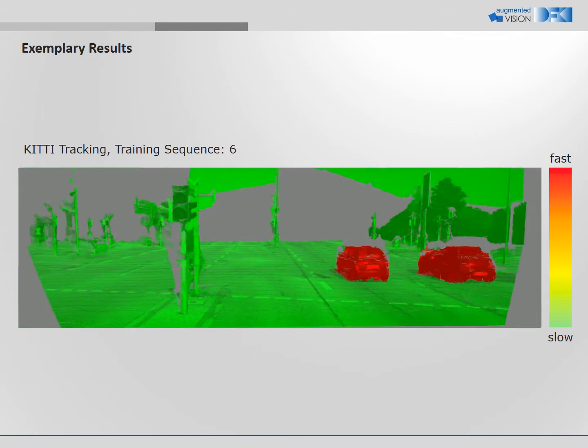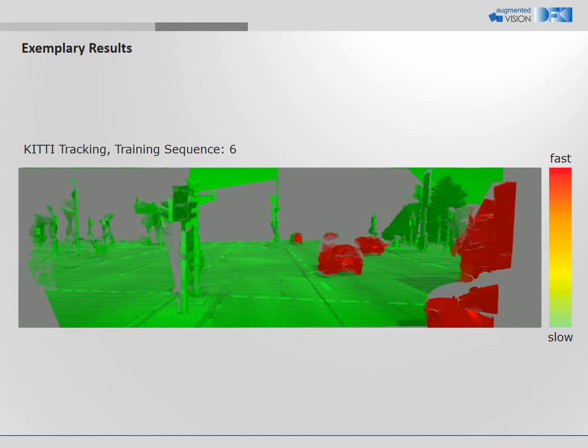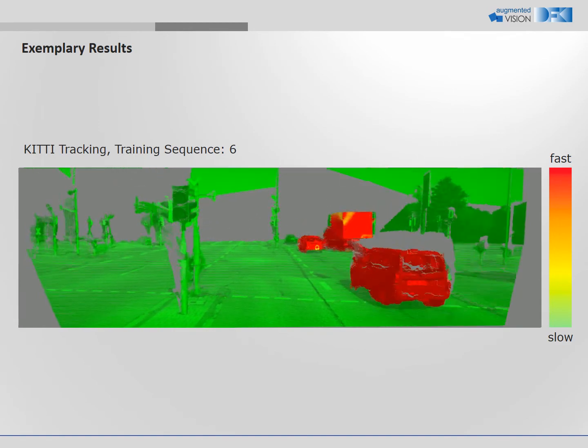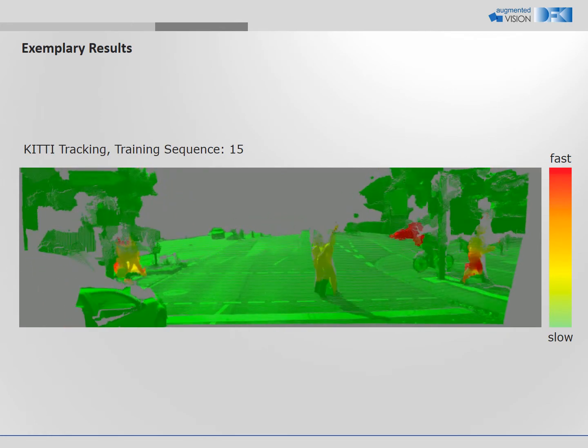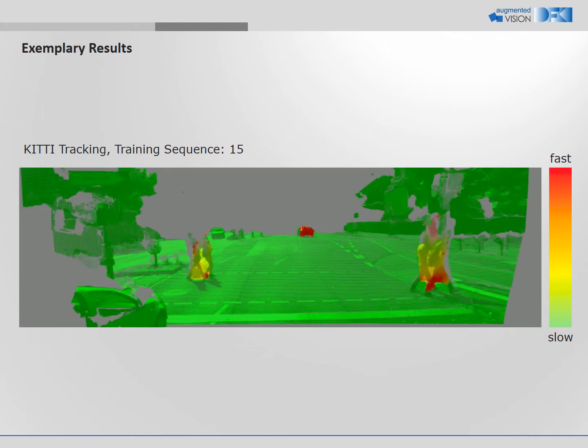Note that each frame is processed individually. The algorithm processes two sequent frames and is not multi-frame. Even the motion of pedestrians and cyclists is captured by our algorithm.